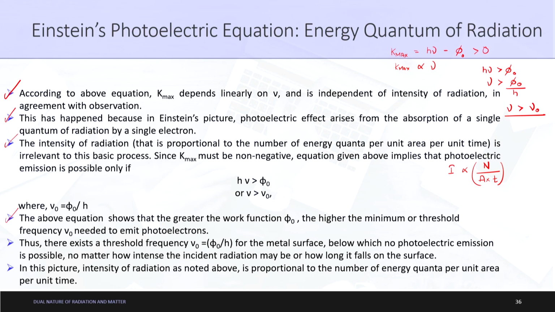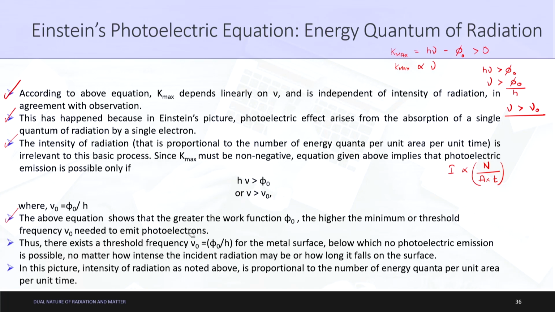Same thing only, so nothing much different. They are just trying to theorize everything which was being explained in the experimental study only. So it shows that the greater the work function, the higher the minimum or threshold frequency nu naught needed to emit photoelectrons. Quite evident, as this value will increase, then the frequency which you are trying to emit on the metal surface should be much higher than this value, so that the photoelectric effect can be observed.